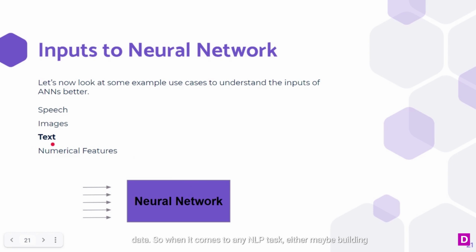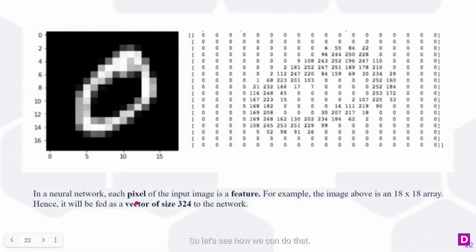When it comes to any NLP task, maybe building a chatbot, speech recognition, speech translation, document summarization, etc., with any kind of NLP task we generally end up with textual data. Can we directly feed this textual data into the neural network? Is it possible? No, again, because we have to convert this textual data into numerical form before feeding it into the neural network. So let's see how we can do that.